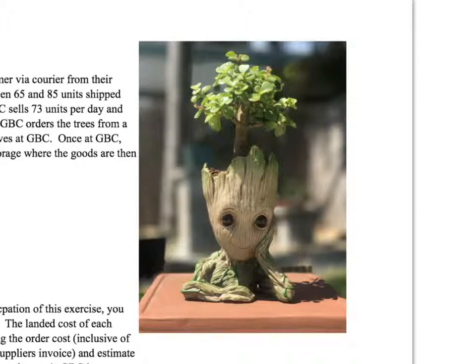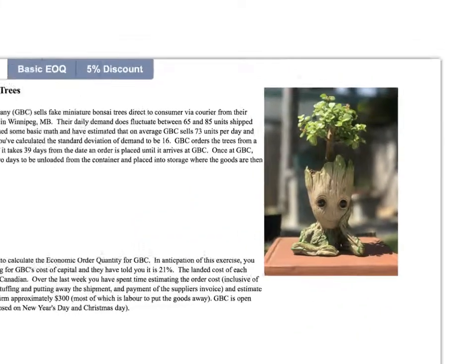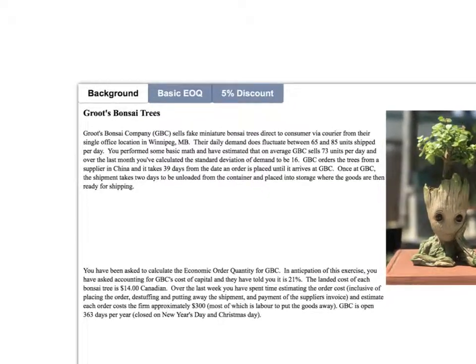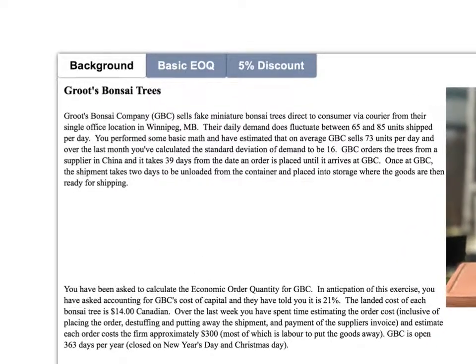So let's get started. Here you see a picture of a product that a company could sell. And if you're familiar with this, you may recognize that as Groot. Actually, I think it's Baby Groot, to be a little bit more precise, from a recent film, not really too recent, but let's walk down this fictitious company that I've created for this example. So we have a company called Groot's Bonsai Trees, and that's that image that you saw over there.